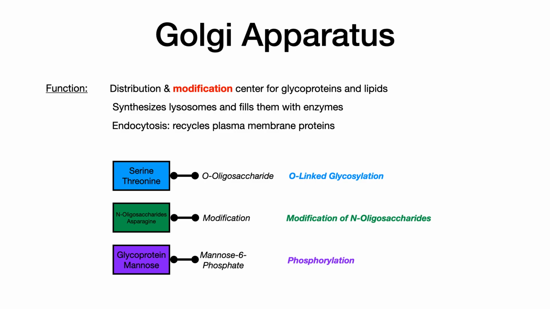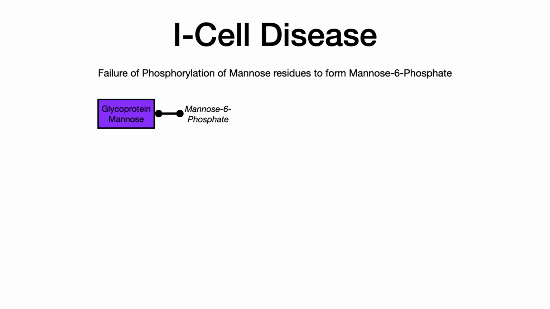Now, this last one shown in purple is really important because if this isn't functioning correctly, you get something called I-cell disease. And this does show up on exams, so understand the pathophysiology here. Under normal circumstances, again, the mannose residues will be phosphorylated and you'll get mannose 6-phosphate. This will then be packaged by the Golgi apparatus into lysosomes, and those lysosomes will go on to carry out their very important lysosomal functions.